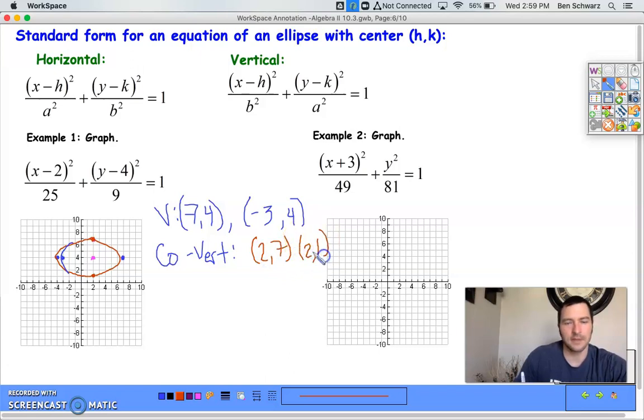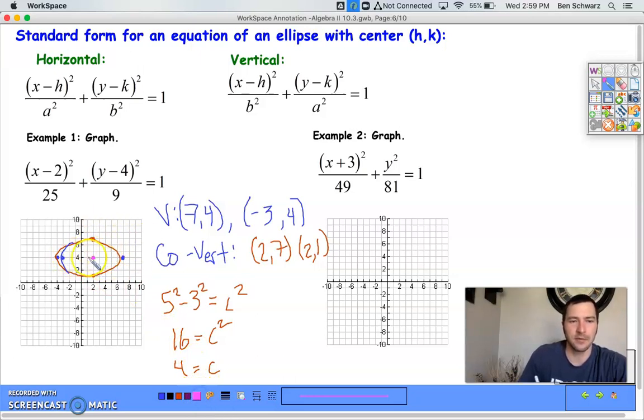Okay, if you need to find the foci, which you will on your assignment, remember that a squared minus b squared equals c squared. So remember a, that's our vertices, so that was 5 squared minus the co-vertices were 3 apart, so 3 squared, equals c squared. So 25 minus 9 is 16, so c has a value of 4, so that means they're 4 away. So the foci, remember they line up with the vertices, are 4 away. So they would be here and here, 4 from the center.